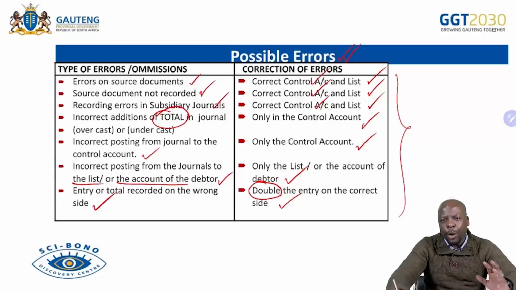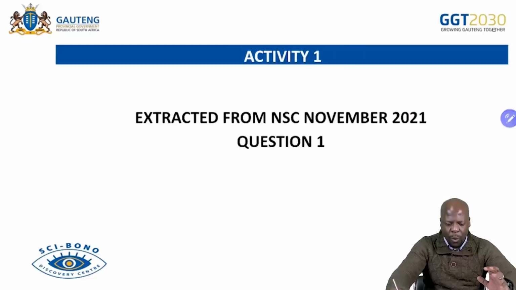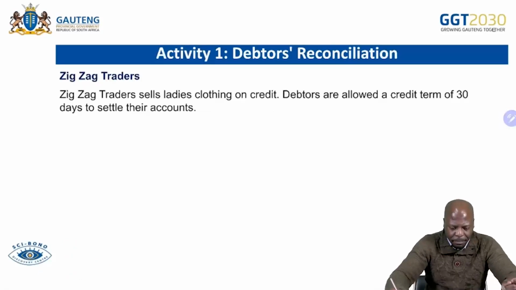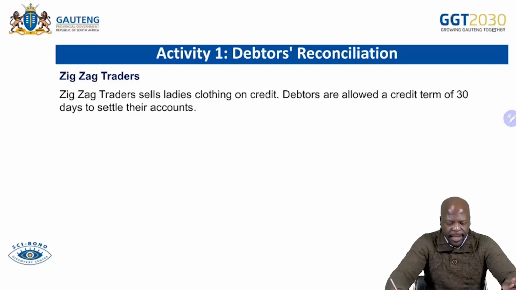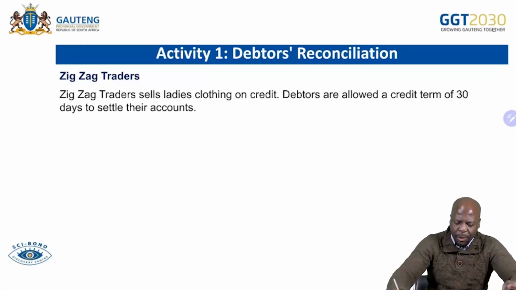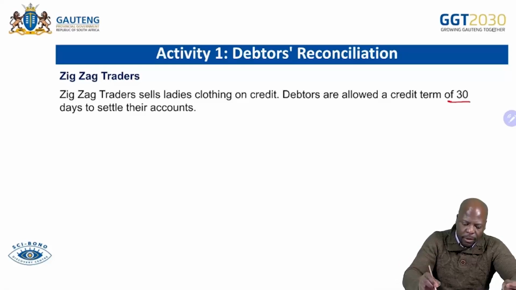These are the roots. It is very important that you understand this, especially when we will now be dealing with the activities. And speaking of activities, we now have activity 1, which is coming from the November 2021 question 1. This is just an extract. We're going to do only a part of it. Let's hear what the question is saying. Activity number 1, debtors reconciliation. It reads, Zigzag Traders sells ladies' clothing on credit. So they sell clothes on credit. Debtors are allowed a credit term of 30 days to settle their accounts.